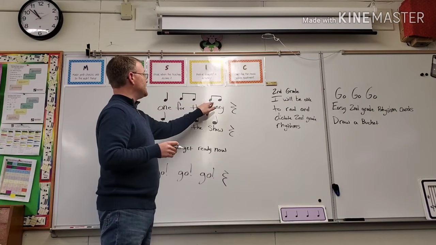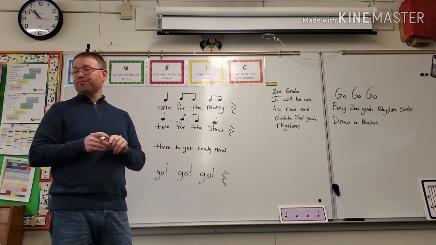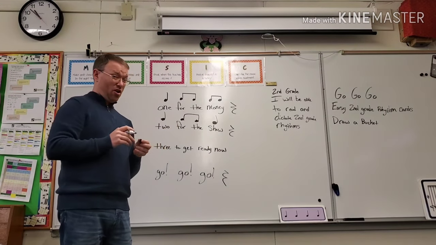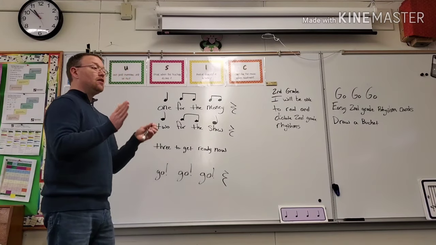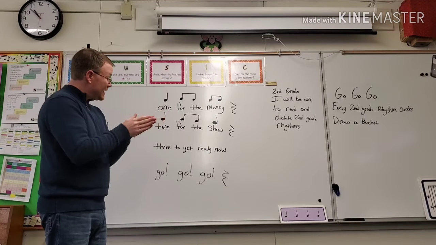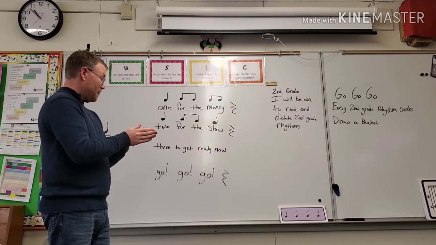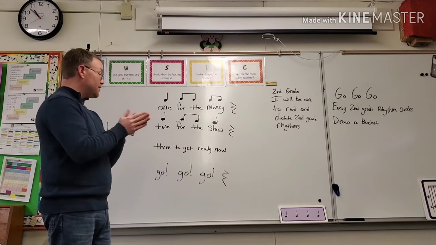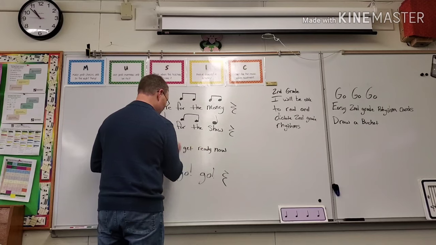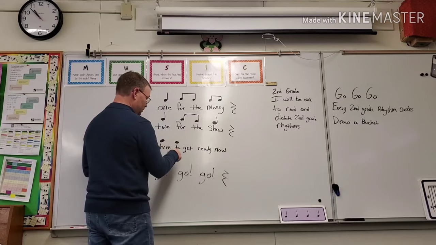Ta, ti, ti, ti, ti, rest. Ta, ti, ti, ta, rest. The three to get ready now. No rest. So this is probably the trickiest one, I think. Three to get ready now. Where's the fast sound? Three to get ready now. If you said the fast sound was in a couple different places, you'd probably be right. Three, two, ready.